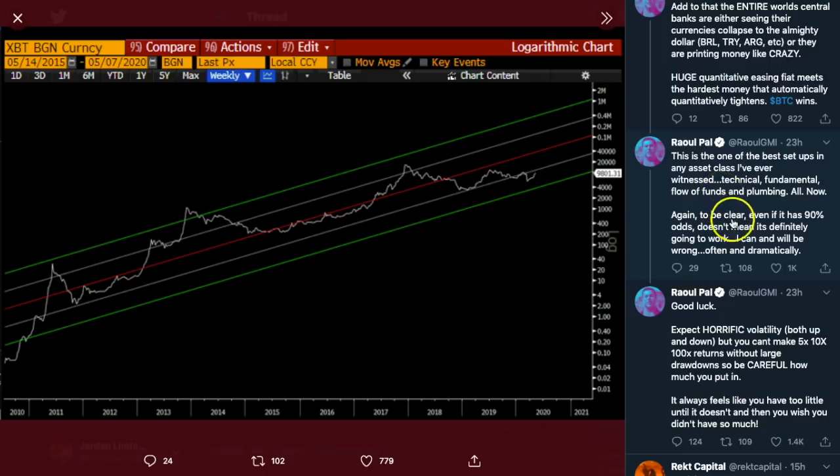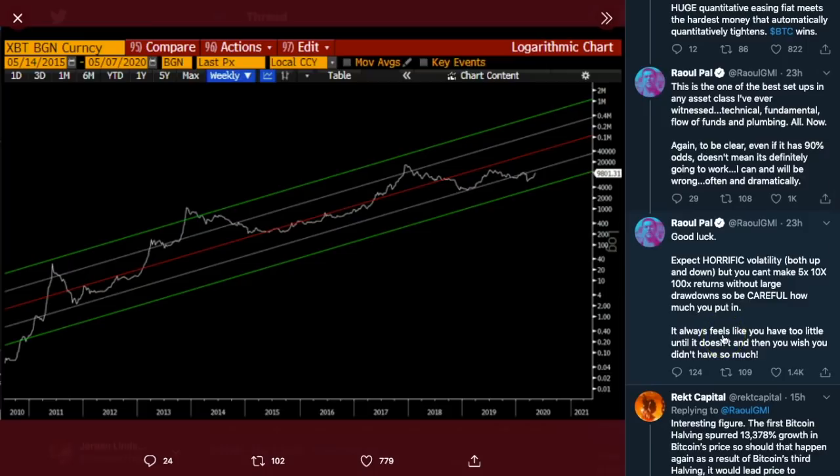Again, to be clear, even if it has 90% odds, it doesn't mean it's definitely going to work. There is risk in everything. And he added that it could be wrong, often and dramatically. Expect horrific volatility both up and down. Now, during the coming bull market Bitcoin's about to enter, as the halving is 3 days away, 2 days from when you're watching this, you should expect 30% drawdowns on the price of Bitcoin.